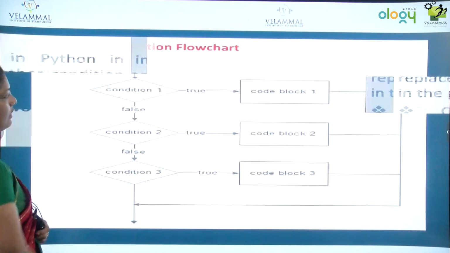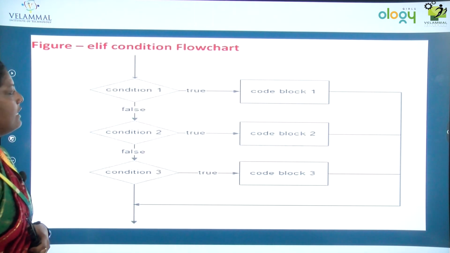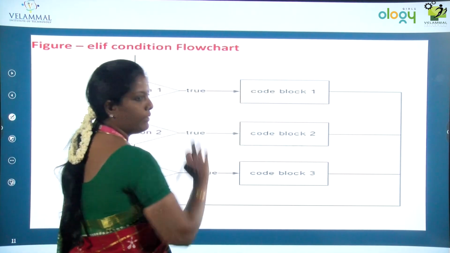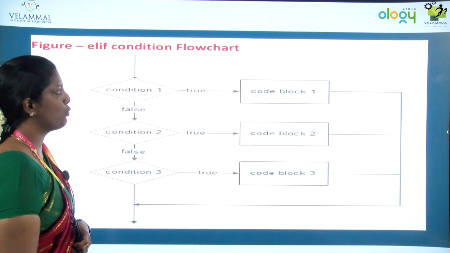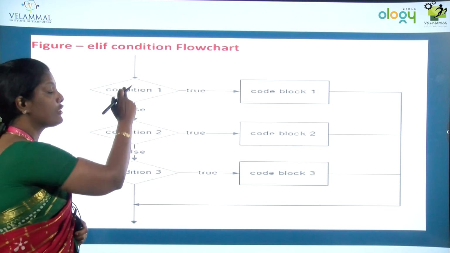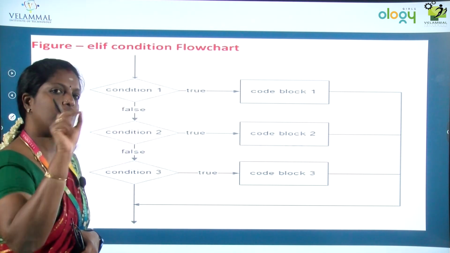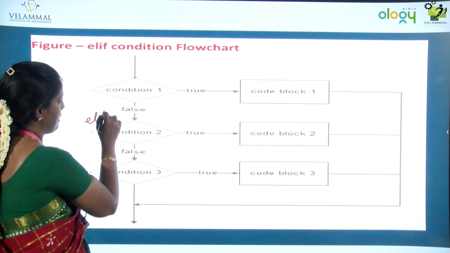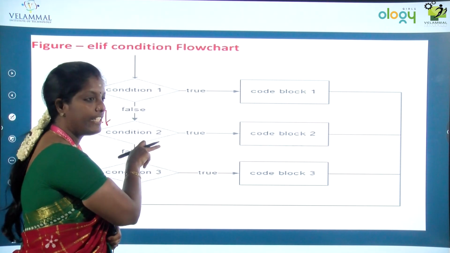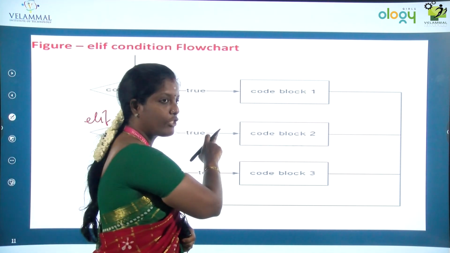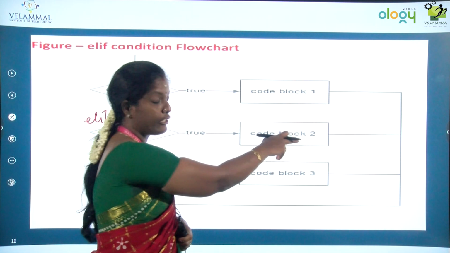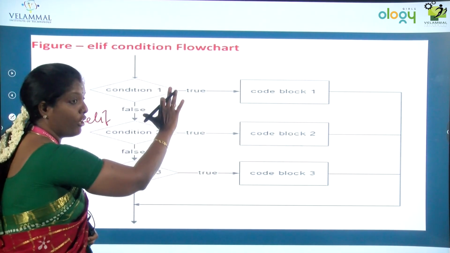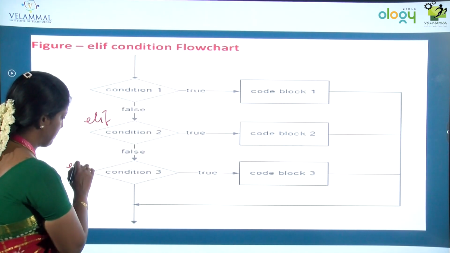Let's see the flow chart of it. The condition is coming. If it's true, the statements under the true condition will be executed. If it's false, another condition is also going to be checked. That is the elif part. In this elif part, it will again check the condition. If it's true, then the block of statements is executed. Then if that is also false, that means both are false, then it goes to the else part.